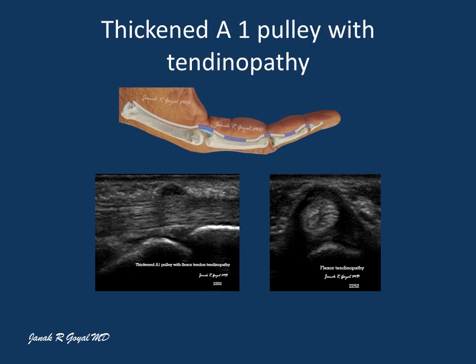This 75-year-old woman presented with the symptoms of trigger finger. The sonogram shows a hypoechoic and thickened A1 pulley and a loss of fibrillar architecture of the flexor digitorum superficialis deep to the thickened A1 pulley.